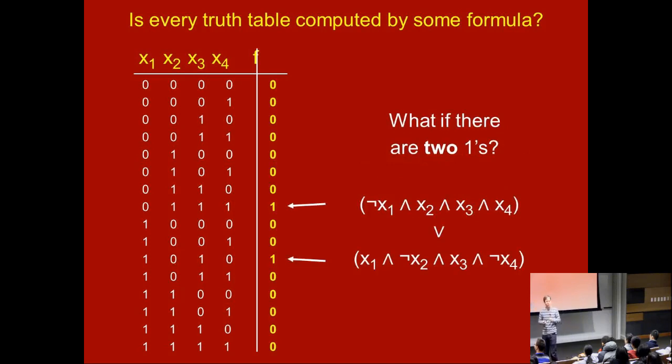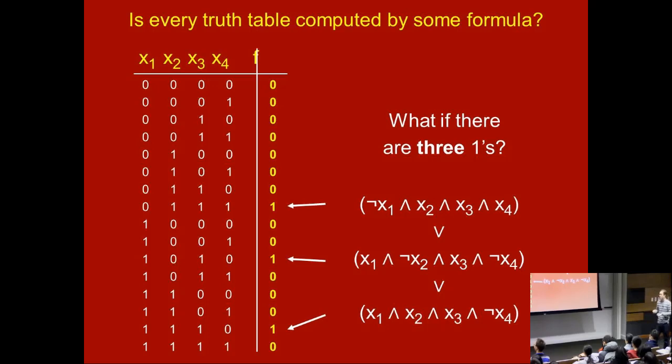What if there are two 1s in the truth table? Hold on a sec. Here's a truth table with two 1s. What could you do for this one? Yeah, you can get the formula that's 1 on this string and the formula that's 1 on this string and OR them together. Like this. Okay?